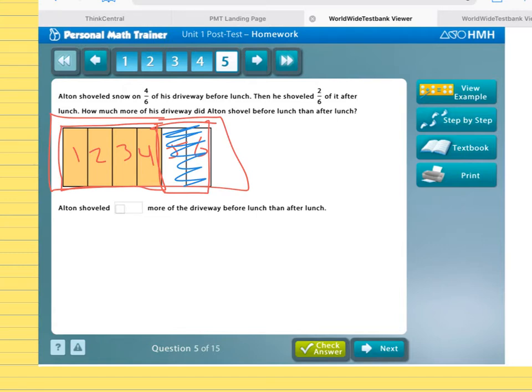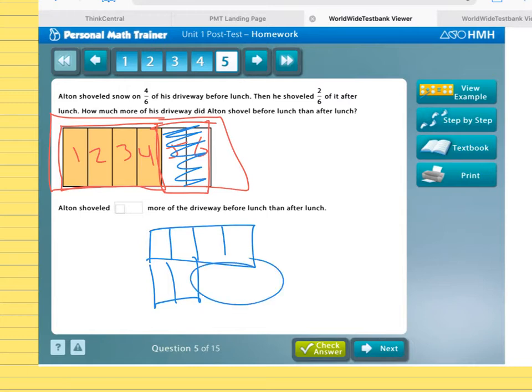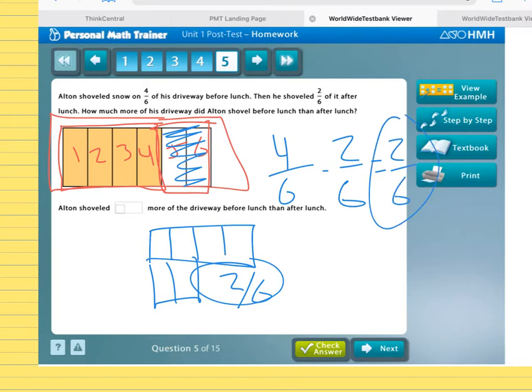So they're asking you to do a comparison bar model. So before lunch he had 4/6, and after lunch he had 2/6. So the difference would be 2/6, 2 parts out of 6. Or you could say 4/6 minus 2/6 equals 2/6, and then that again could be simplified down to 1/3 by dividing numerator and denominator by 2. So the answer would be 2/6, or 1/3 more driveway before lunch than after lunch.